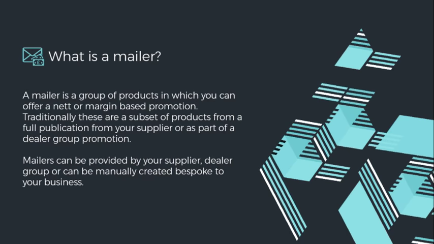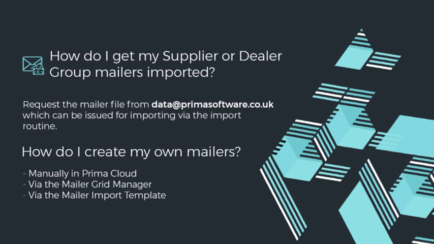Okay, so how do you get a mailer into Prima? So next image. So how do I get my supplier or dealer group mailers imported into the system? So if you are a member of a dealer group or you've got supplier mailers that you're wanting to use, you'd request the mailer file from our data team. So on screen there you can see the data email at primasoftware.co.uk. So once you've then requested that file, our data team will then process the file and send it through to you on a PDC file.